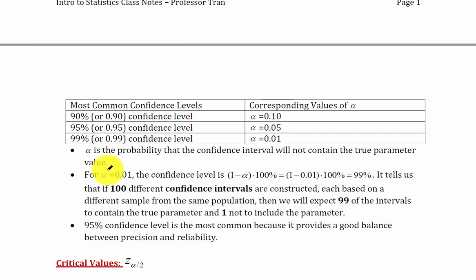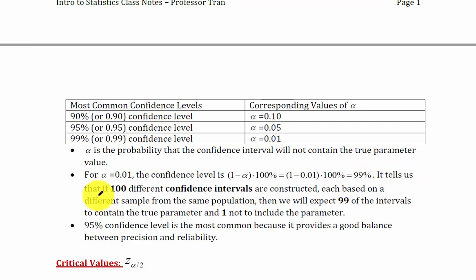So let's say I have alpha to be 0.01. That means the confidence level is 1 minus alpha multiplied by 100%, or 1 minus 0.01 multiplied by 100%, that is 99%.